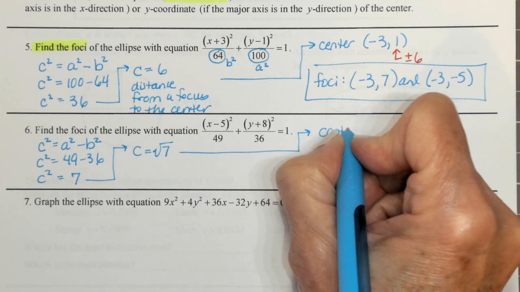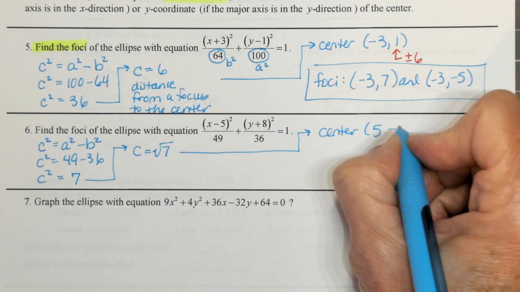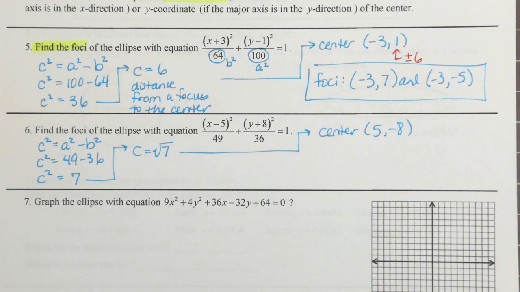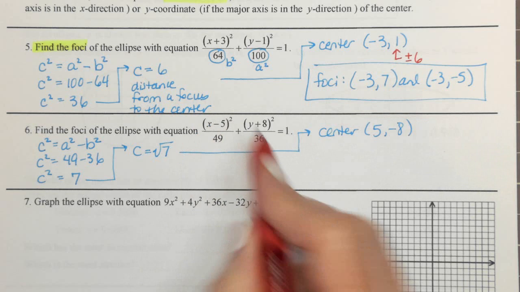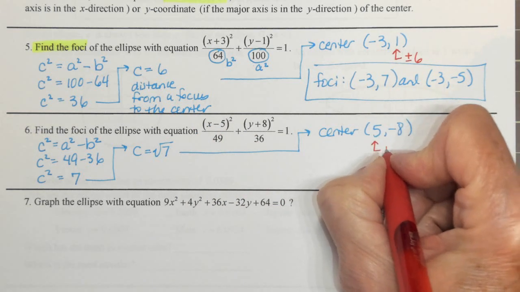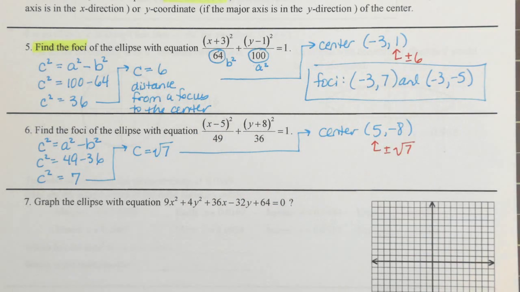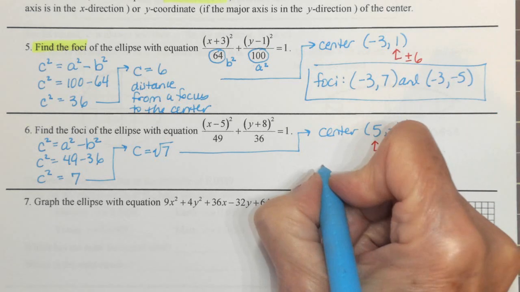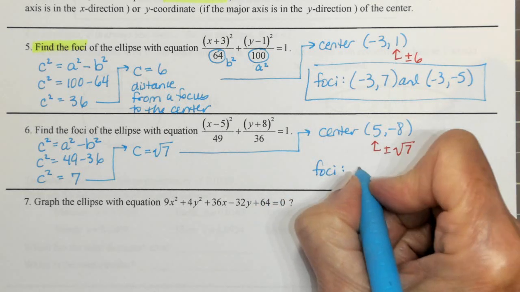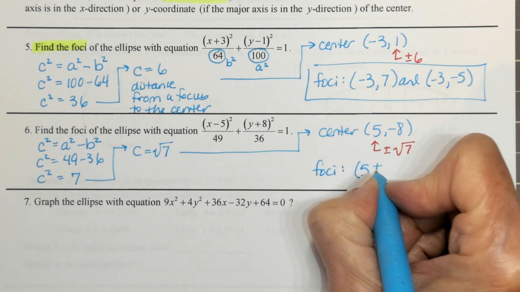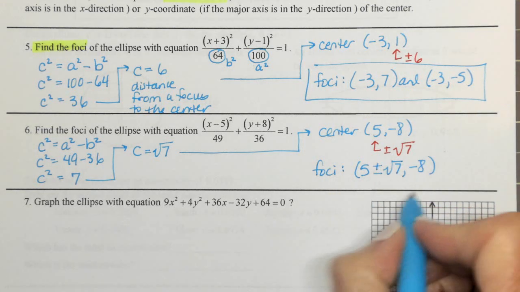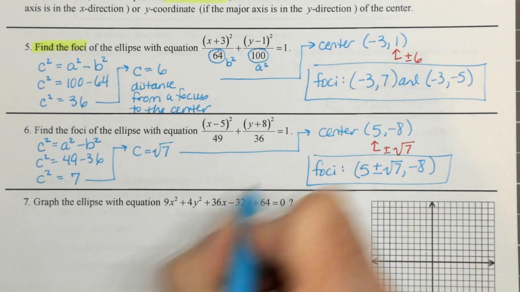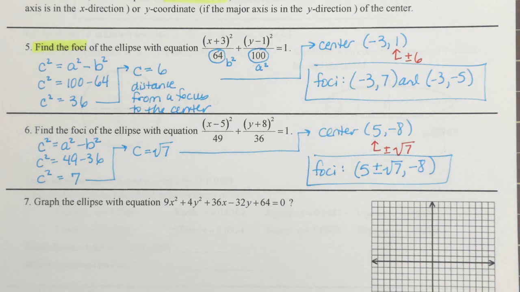The center is the point 5, -8. I need to add and subtract square root of 7 from which coordinate? From the x coordinate, because the foci here lie horizontally this time. So the foci will be 5 plus and minus square root 7. You are welcome to write it like that. That describes two different points. Okay? If you prefer, you can write it as two separate points.